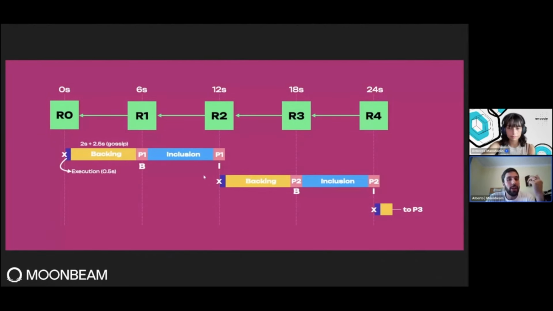But what's important here is that you can see that this is sequential, right? You have backing, inclusion, and then you can propose another parachain block so that it is backed and included. And then you can propose another parachain block that is backed and included. And then within every window, you have 6 seconds. So that's why you have 12 seconds between parachain blocks, okay? And it's synchronous. It's not asynchronous. It cannot run in parallel, basically, okay?